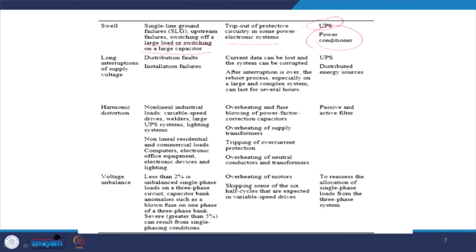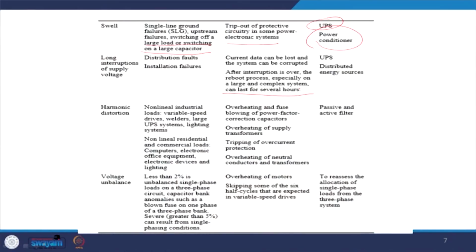Long interruptions of the power supply: distribution fault and installations. Current data can be lost for the system. After the interruption is over, the reboot process, especially on a large and complex system, can last for several hours. You are habituated with it, because if your UPS is not working, all of a sudden power is gone, and you are working on important data, that is all lost. So, for this reason you require a power backup, UPS or distributed power sources. And another important entity, I shall cover a lot of discussion on it.